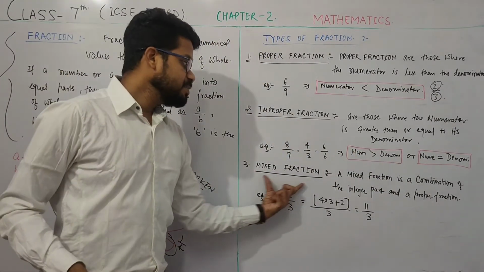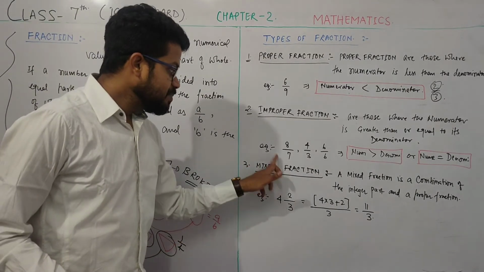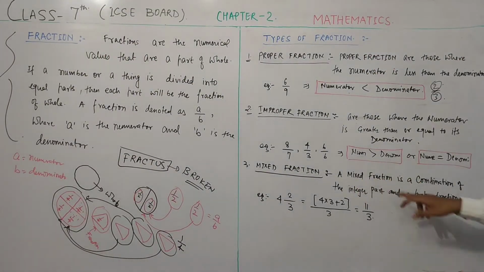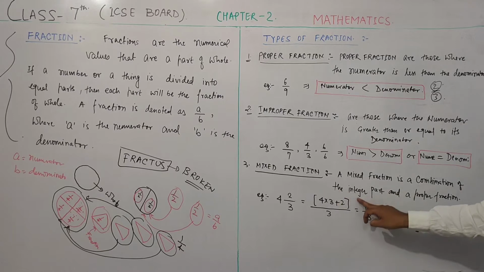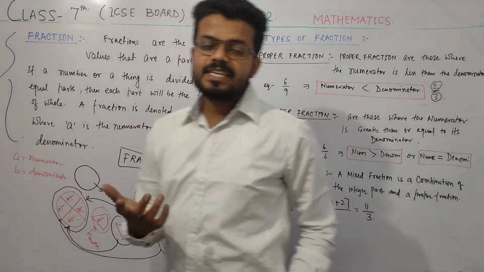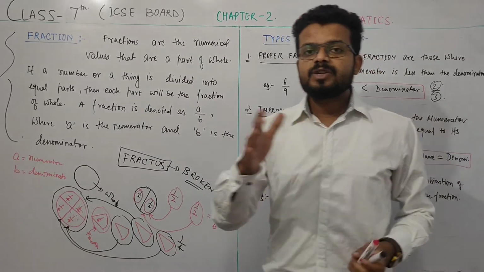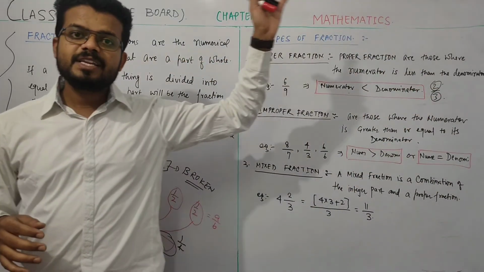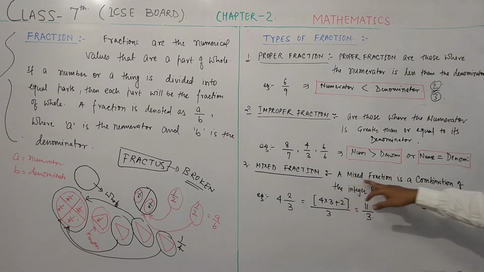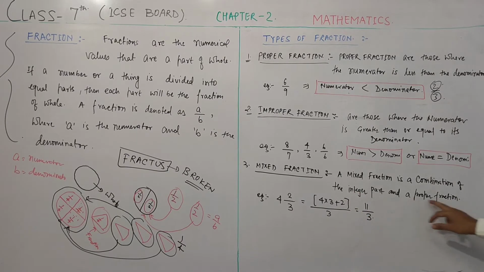Now the third one is mixed fraction. What is a mixed fraction? Here the term mixed means there is a mixing of something. A mixed fraction is a combination of the integer part. What is an integer? From minus infinity to plus infinity, there are lots of numbers: 1, 2, 3, 4, minus 1, 2, 3, 4, 5, minus 10, minus 56, minus 100, plus 100, 200. All are integers. So a mixed fraction is a combination of an integer part and a proper fraction.